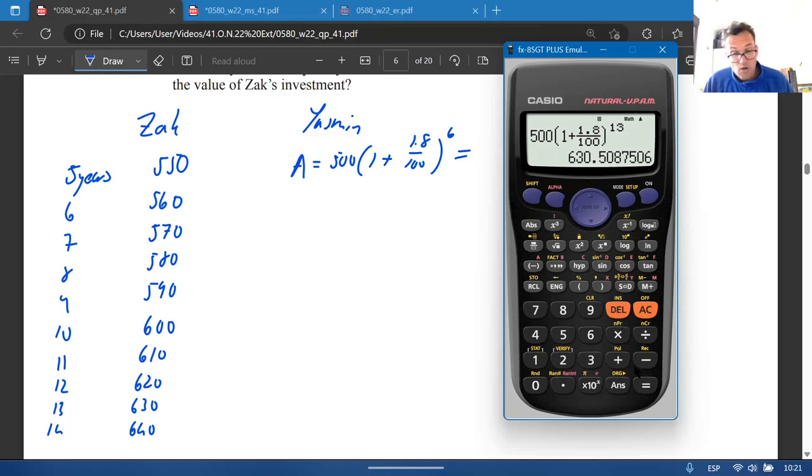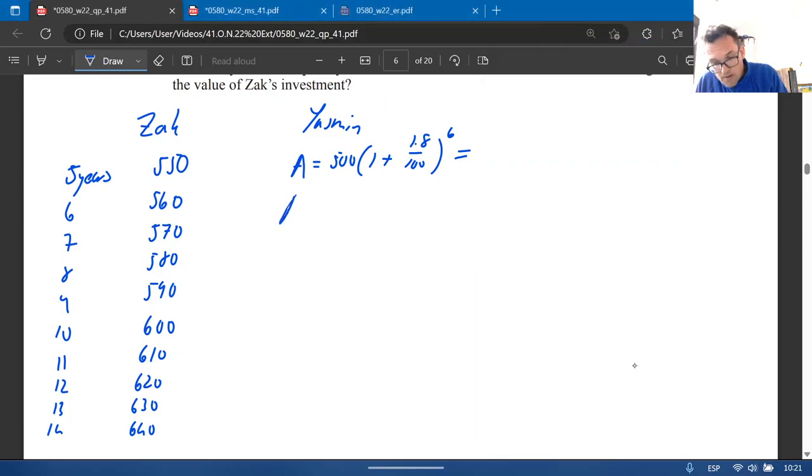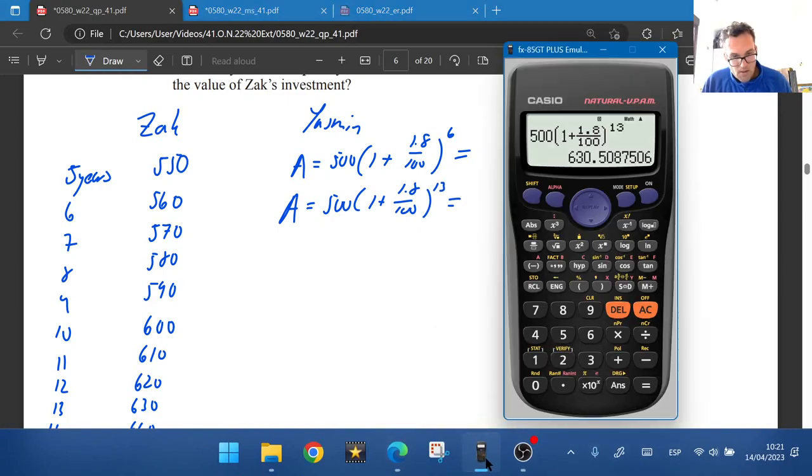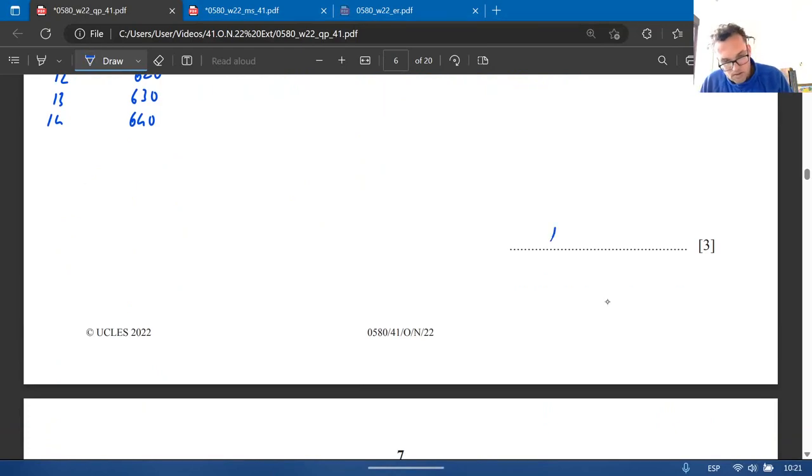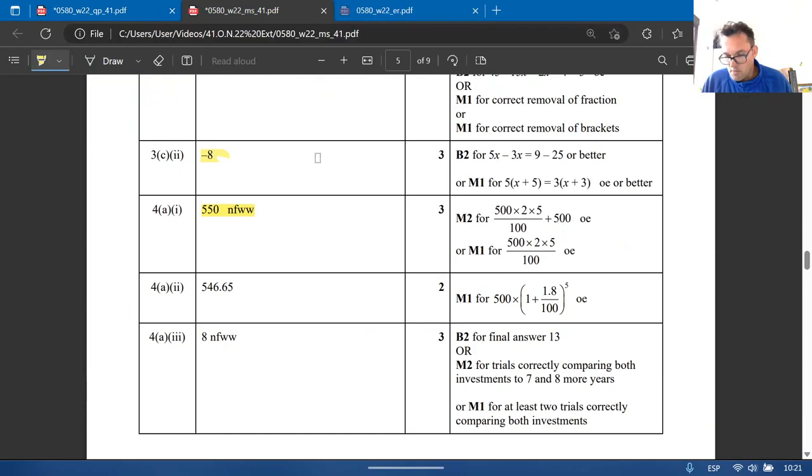Just show that you know this. By slotting in 500 times 1 plus 1.8 over 100, and what we say, 13, right? 13 was the magic number to show that it's 630.51. All right, so that would be 13 years. And I did that by trial and error. Let's see what the mark scheme says.